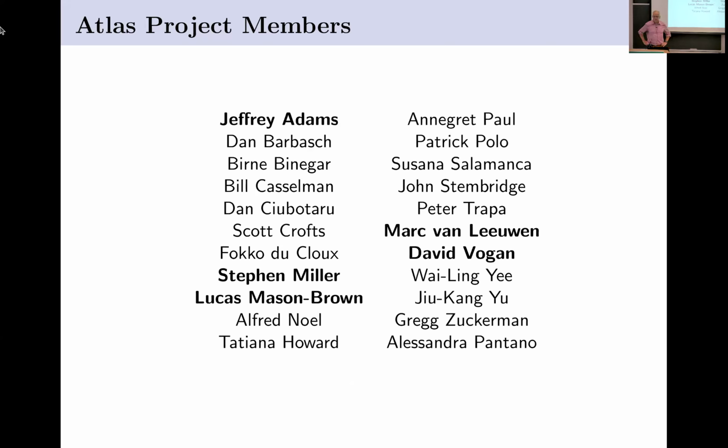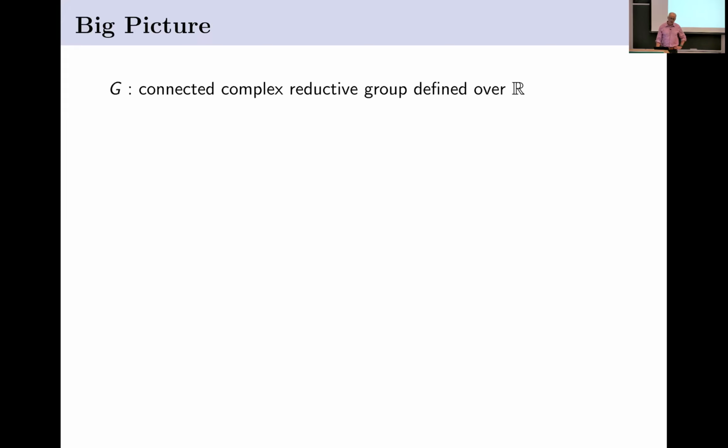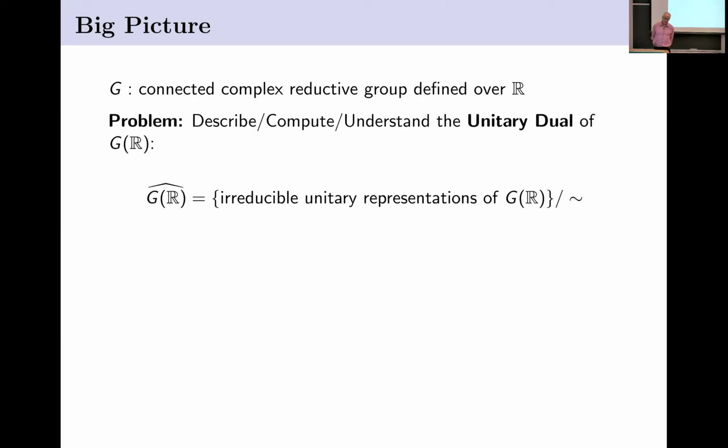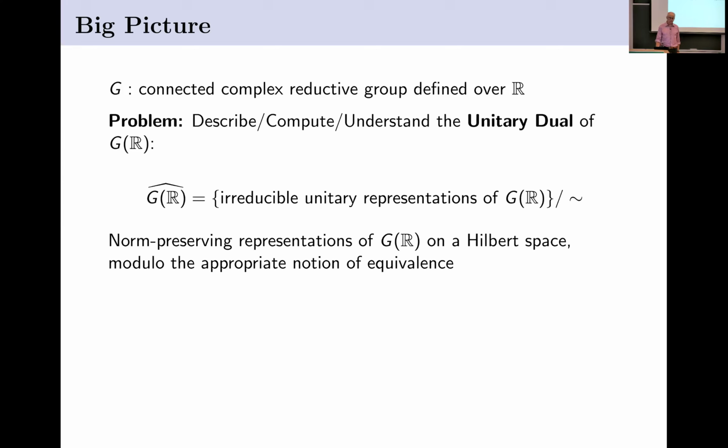So the Atlas project is a long-running project, and there have been quite a few people involved with it over the years. Here's the list, and the names in black are the people that are still actively involved. I'm going to give the big picture, which is the setting is a connected complex reductive group defined over R, and the problem is to describe or compute or understand, I'm not sure which word to use, the unitary dual of G of R. That is to say, the collection of irreducible unitary representations modulo the appropriate notion of equivalence.